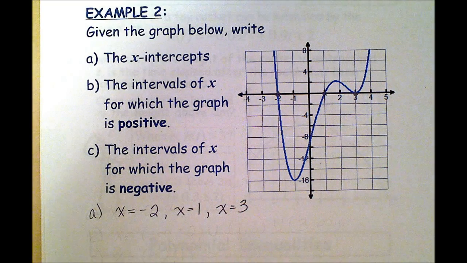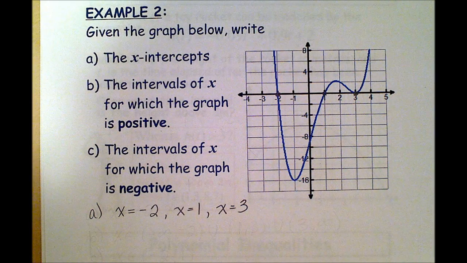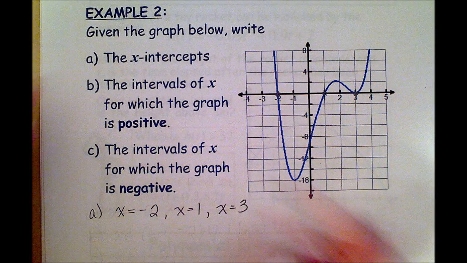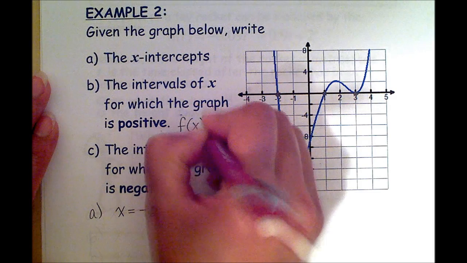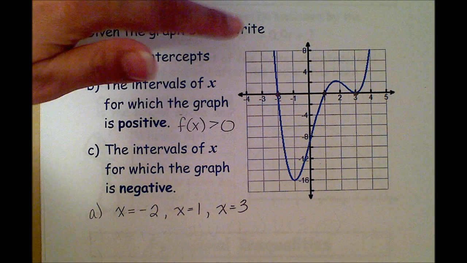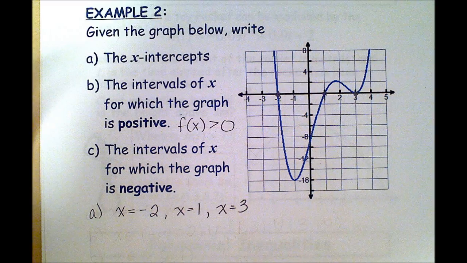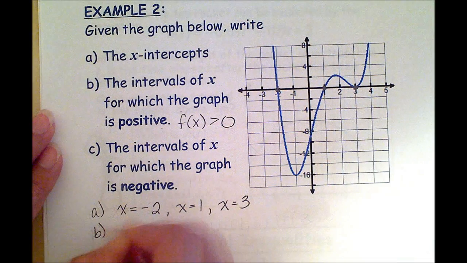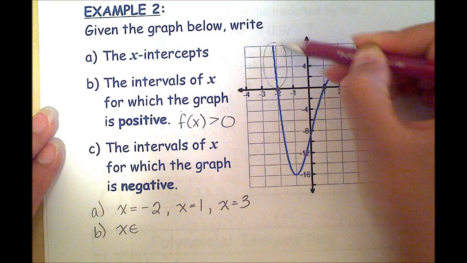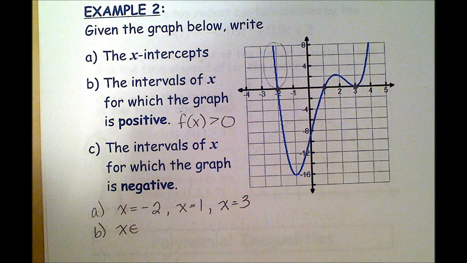Part B says the intervals of x for which the graph is positive. So we're looking for the parts of the graph where the function is just positive, or in other words, f(x) is greater than 0. Because we're only looking at parts where it's positive, I'm going to look at where the graph is above the x-axis. So for part B, our first interval is this one here, from negative infinity up until negative 2.